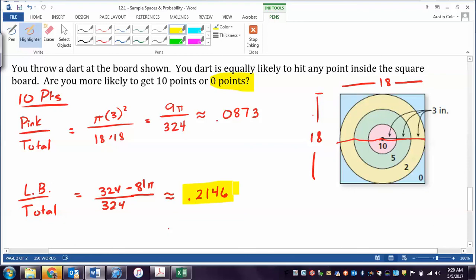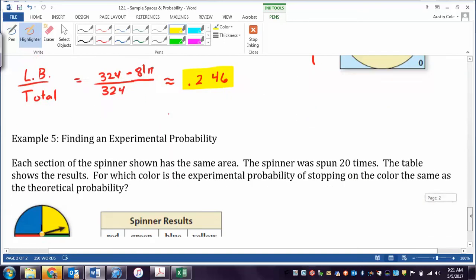0 points. Would you have guessed that, looking at the picture? Yeah, maybe. There's four blue parts, so that's important to keep in mind. Okay, and last question.